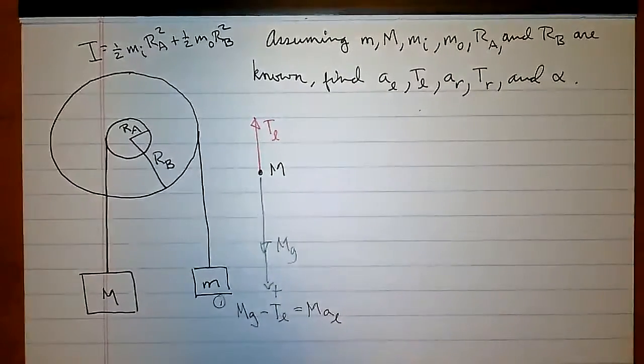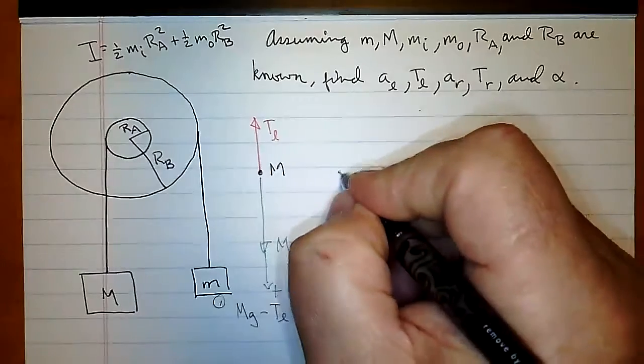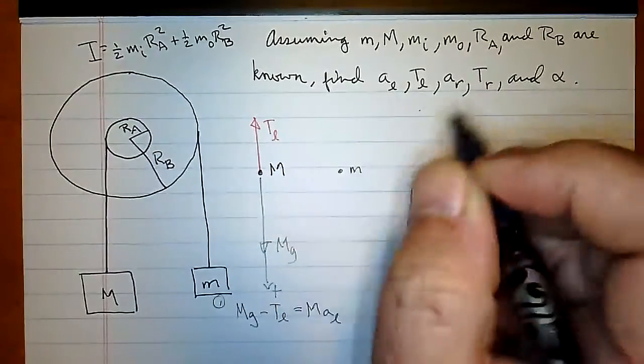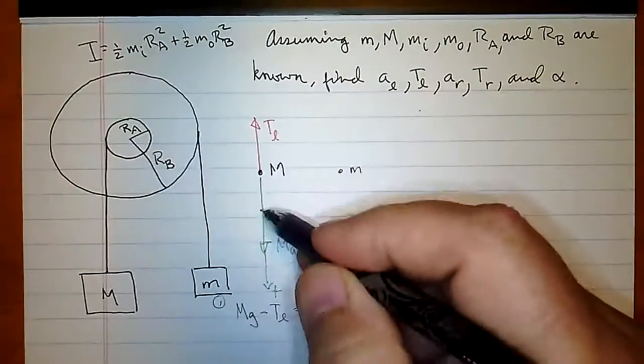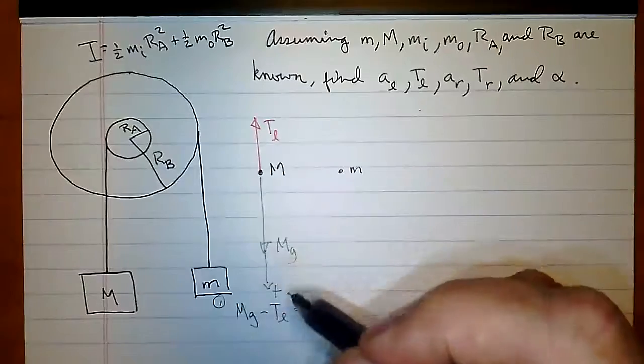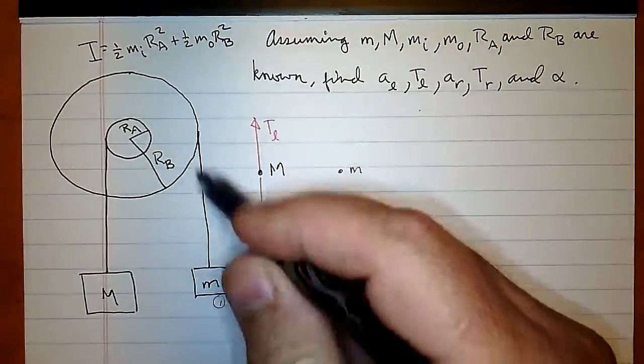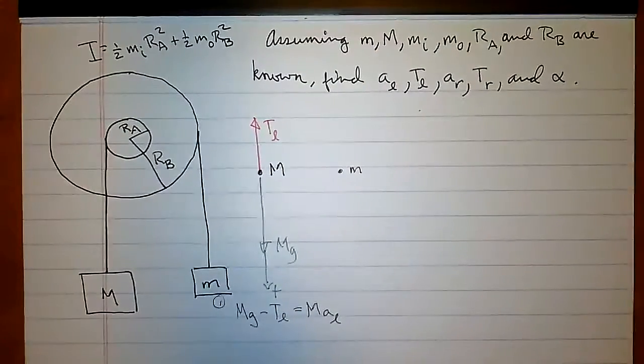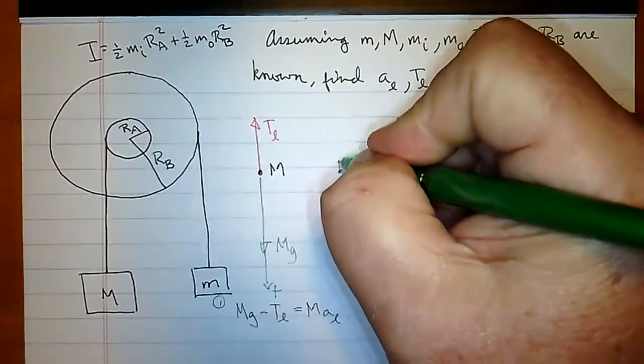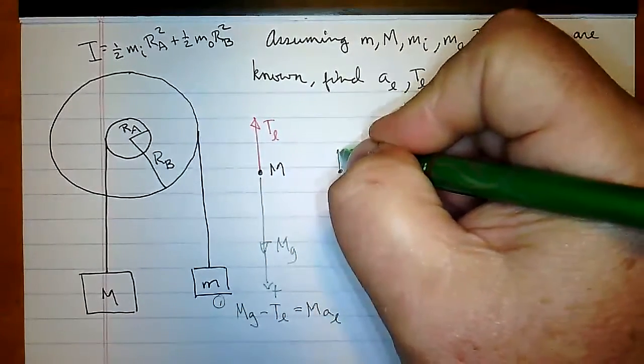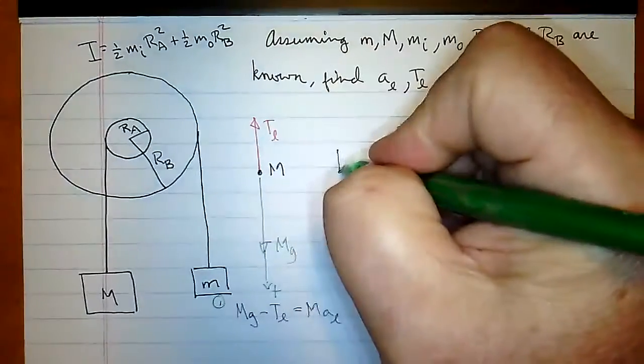That's my equation one. Now I'm going to draw a free body diagram for mass little m. Now, again, anything consistent with the big M going down is the positive direction. So that means the little m going up is also the positive direction. So I will draw, or excuse me, I will draw T_L pointing up.